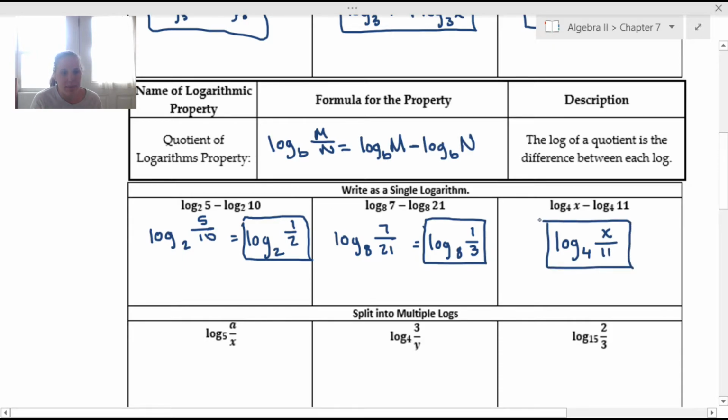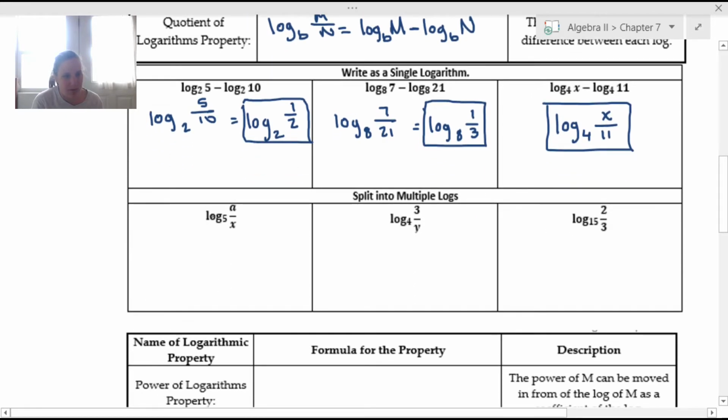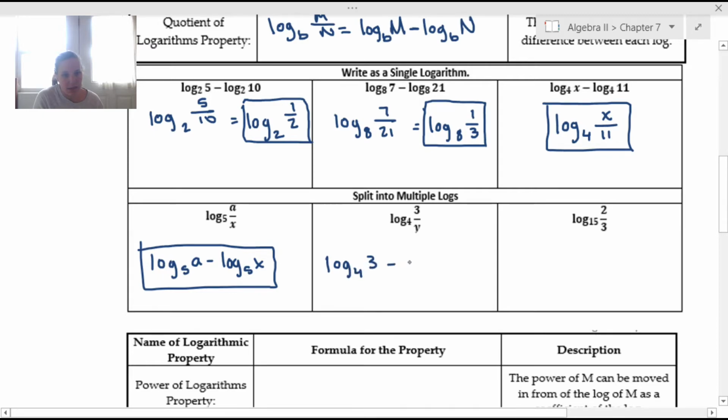Now let's split it up into multiple logs. So we're given a fraction and we want to split it up into two fractions. So log base 5 of a minus log base 5 of x. Remember that first number is first, the second number is the one that's being subtracted. All right, I encourage you to try the next couple on your own before watching me do it. We've got log base 4 of 3 minus log base 4 of y.